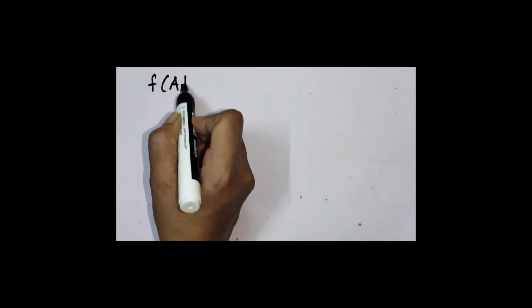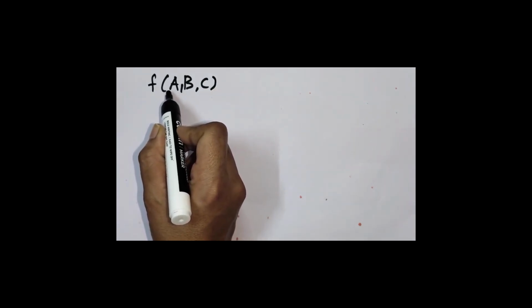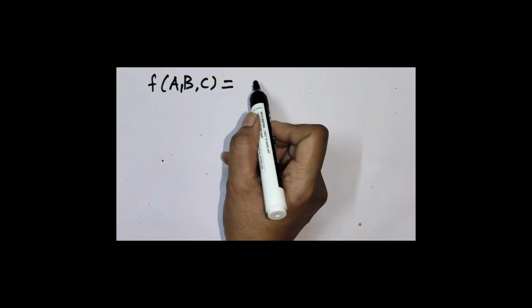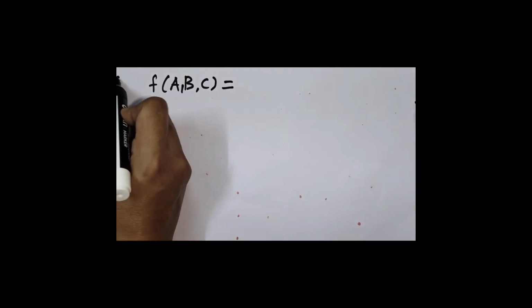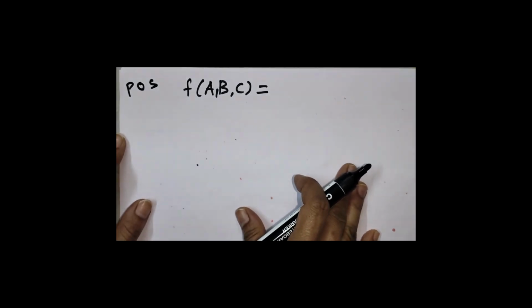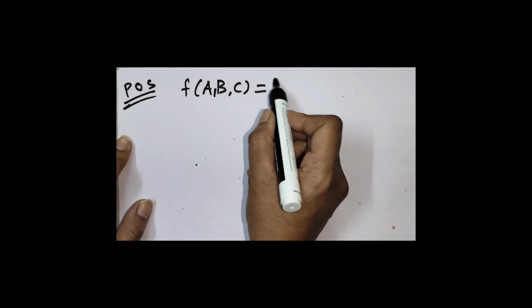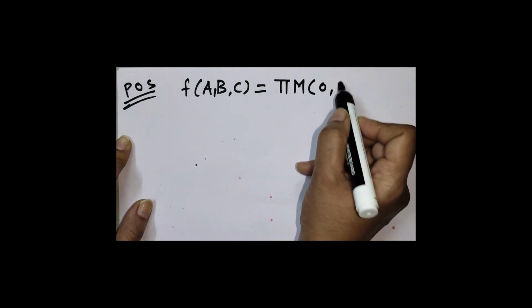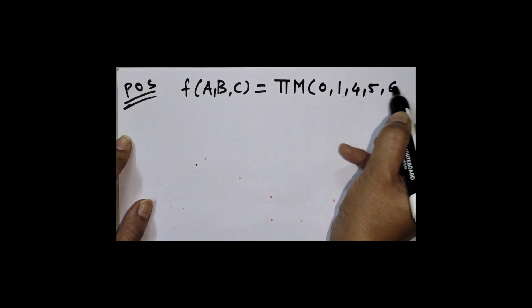Number of variables are 3. So A, B, C. Here A is my MSB, most significant bit. C is my LSB, least significant bit. And to implement POS form, product of sum form, I'll take some Maxterms: 0, 1, 4, 5 and 6.